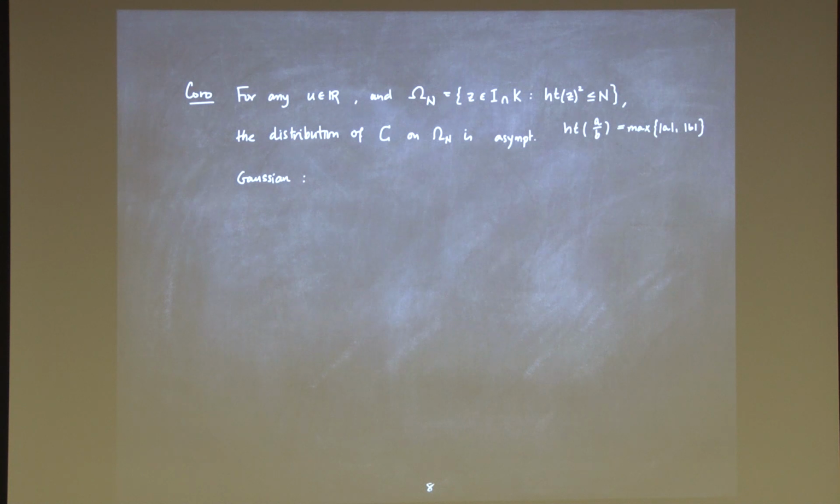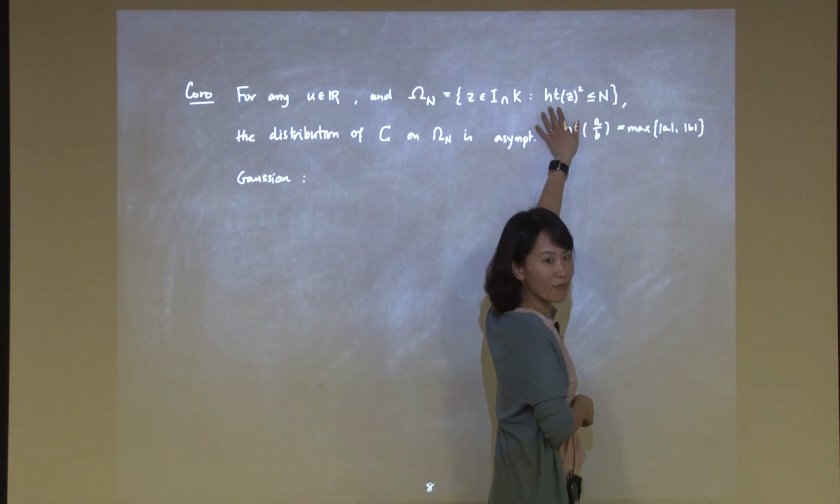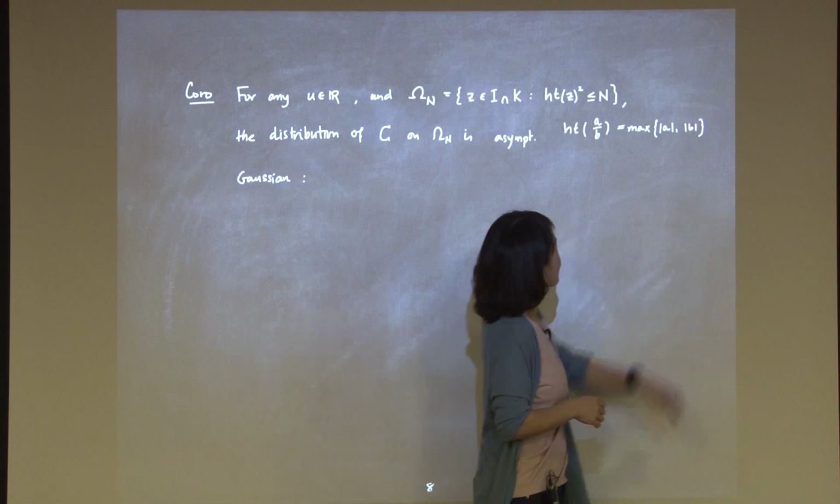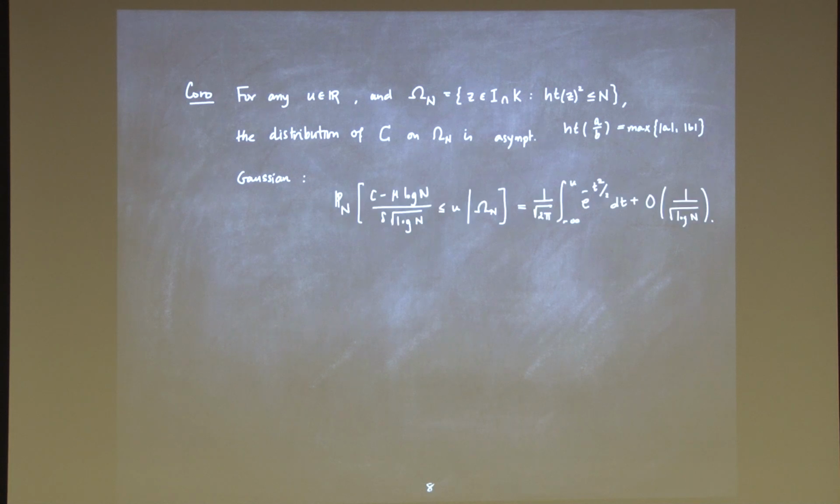Okay, so why were we interested in this? The corollary of the first theorem is that for any real number u, and Omega n, it's the same, except we have to change a little bit. Before, the denominator was bounded above by n; now the height squared, which you can just think of as q squared, is bounded by n. Then the distribution of the total cost function C is asymptotically Gaussian. And you can make it more precise, but let me skip that.